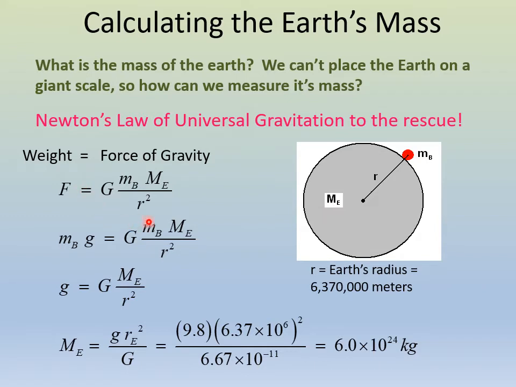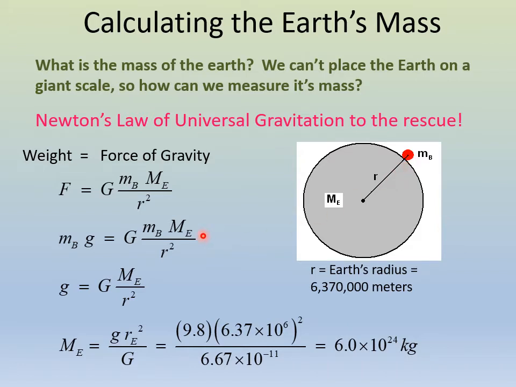Now, the force of gravity we just learned from Newton's law of universal gravitation to be equal to big G times the product of the two masses. So we're going to take the two masses here to be the Earth and the ball. So here's m_b for ball and m_e for Earth. And then, of course, we have to divide by r squared, where remember, r is the distance between the centers of the two objects. So basically, r here is the radius of the Earth.